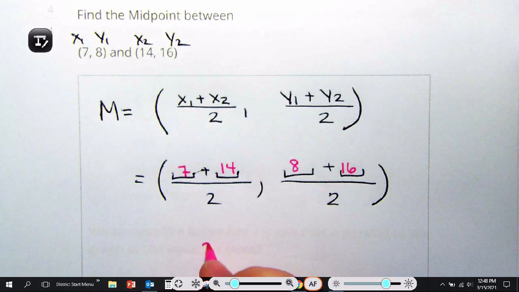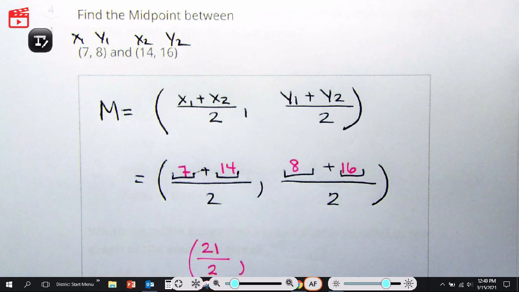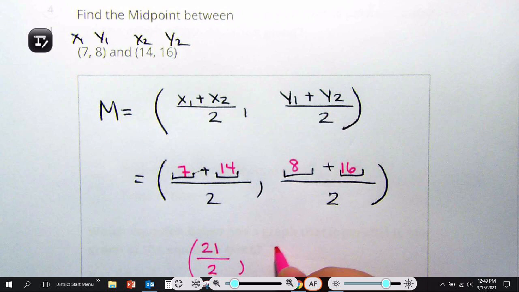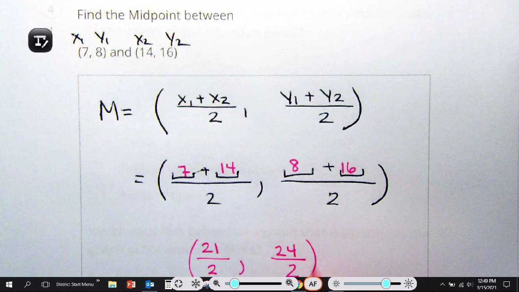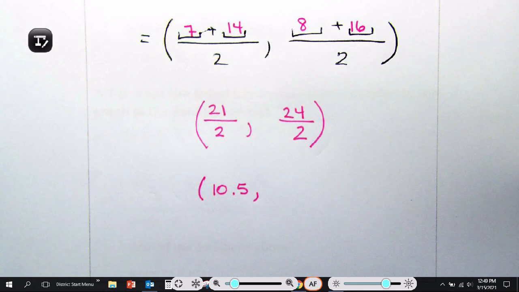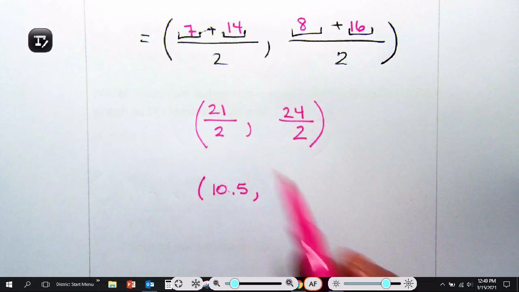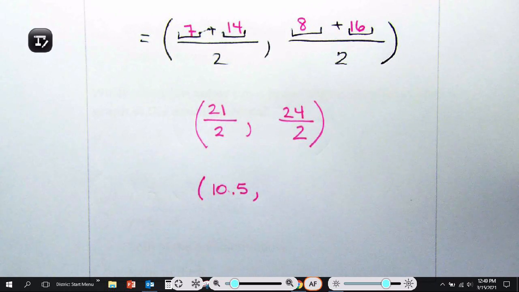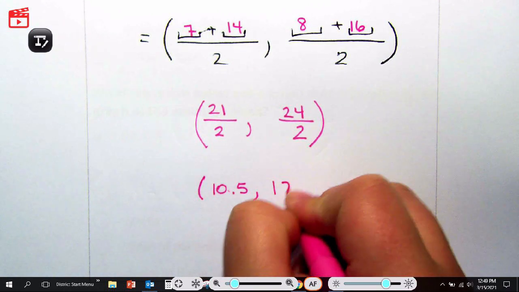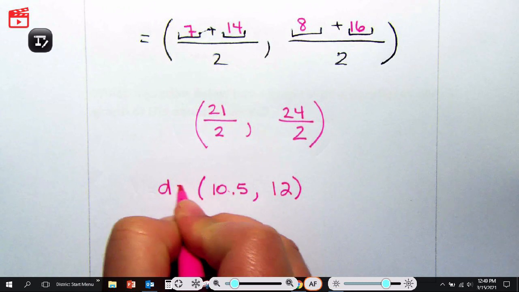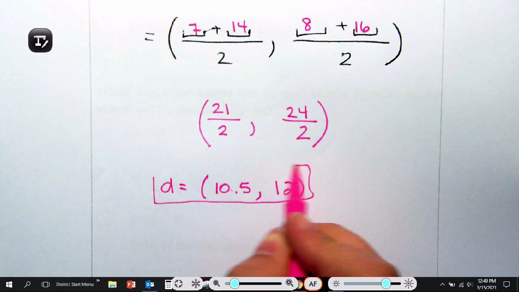14 plus 7 is 21. I still have my divided by 2. 8 plus 16, that is 24 divided by 2. 21 divided by 2 is a decimal. And again, it depends on your teacher if she or he wants you to write this in the form of a fraction. If you want to leave it as a fraction, you would leave it as 21 halves. And then 24 divided by 2, that is 12. In my class, I'm okay if you use a calculator at the end to give me a decimal.